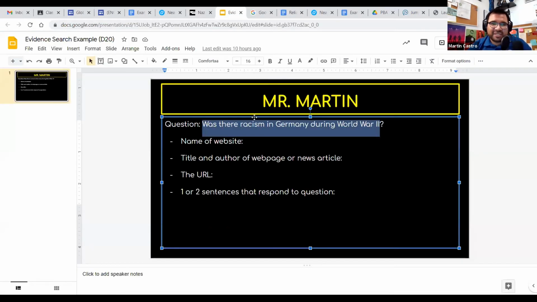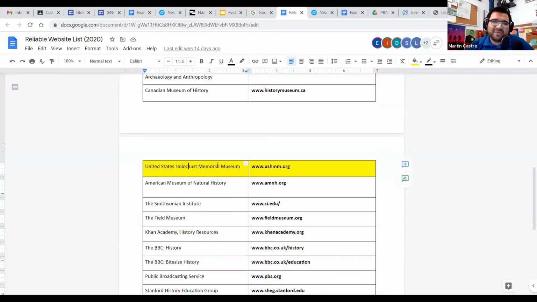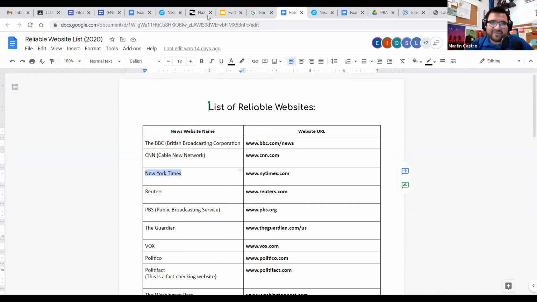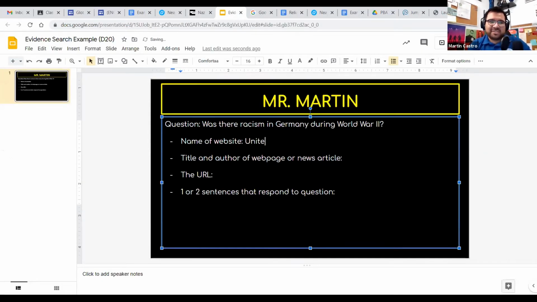So it's saying first it needs the name of the website. When I say the name of the website, I mean the name of the big source, right? If we're looking at this, this would be the name of the website right here. If we're going here, this will be the name of the website. Okay, and you can see it here. Boom, this is the name of the website. So that's what I'll type here: United States Holocaust Memorial Museum. Okay.